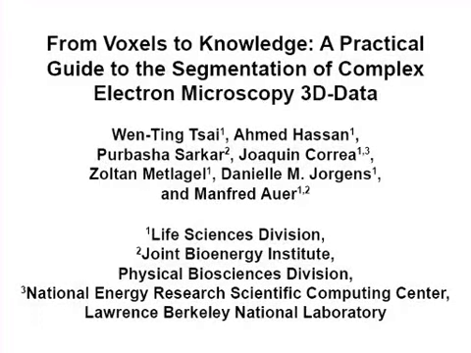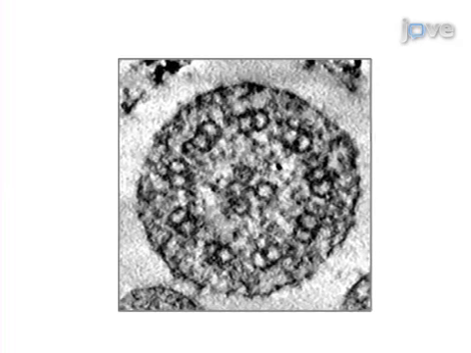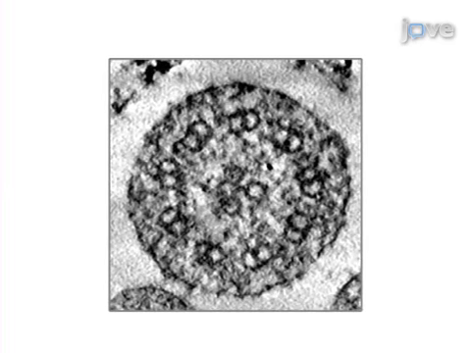The overall goal of the following experiment is to segment features of interest from complex 3D electron microscopy data sets of cells and tissues for analysis of their 3D organization. This is achieved by collecting a data set consisting of individual electron microscopy images.